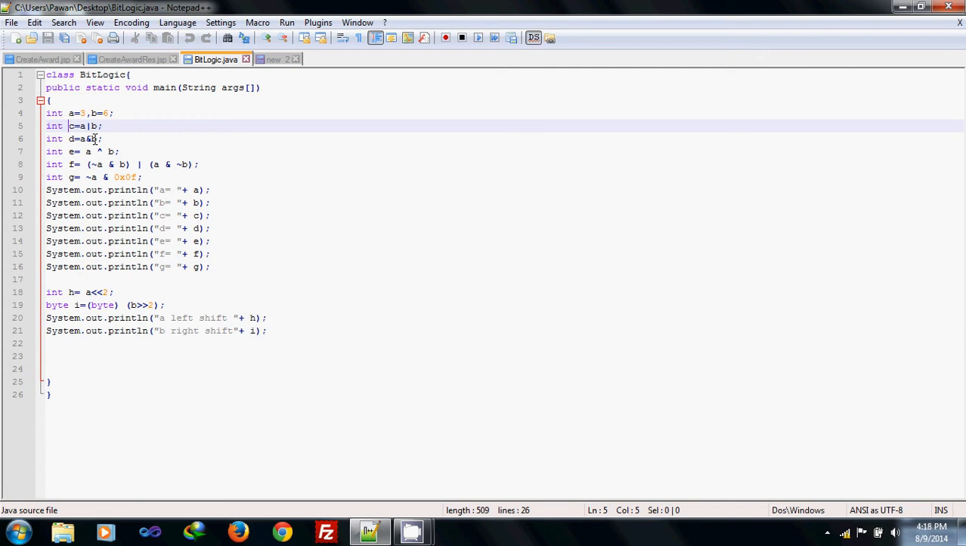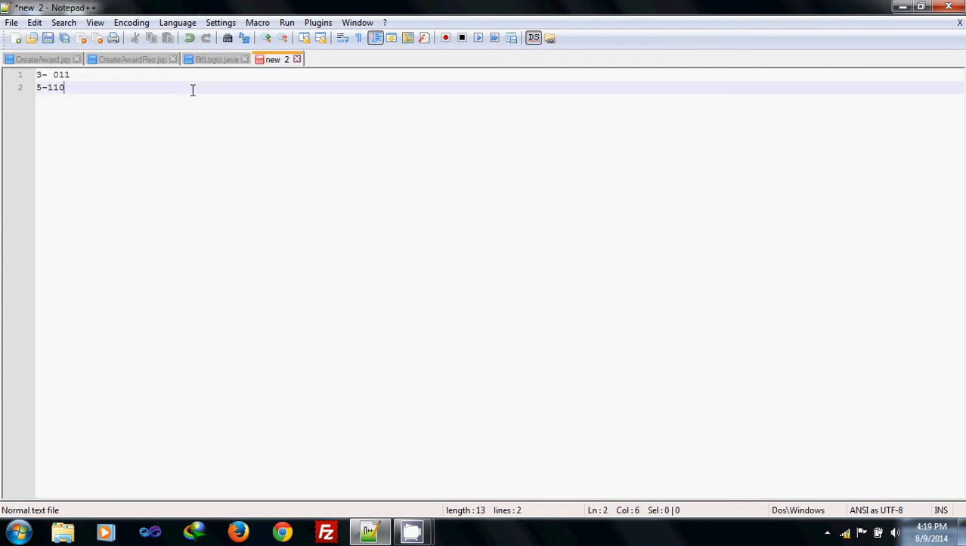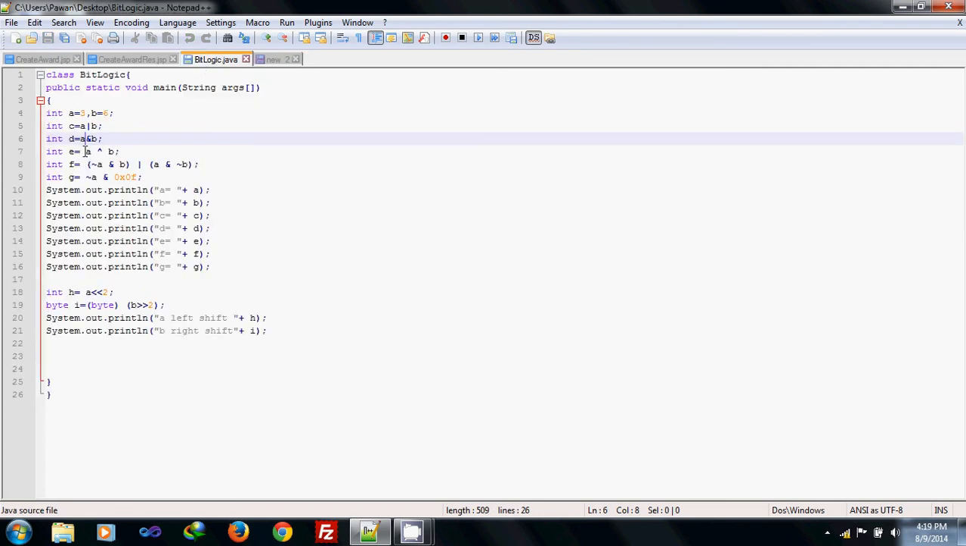Similarly for the AND operator, A and B. So here it would be 0 1 0, which would be 2. Now d must be 2 here. This would be 7, and this must be 2.